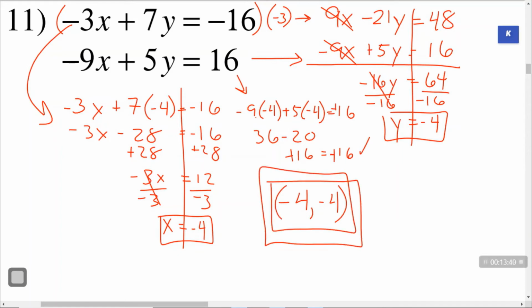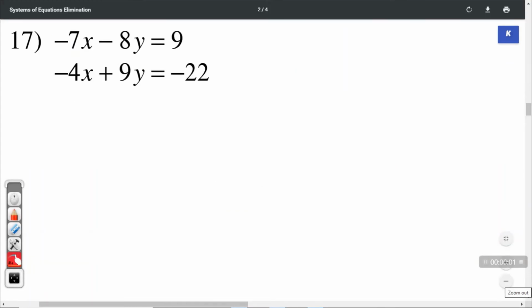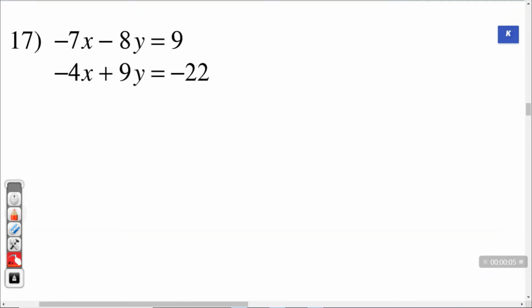All right, let's take a look at another one that's a little bit more challenging. All right, take a look at this next example. This one is a little bit more challenging because this one requires you to multiply both equations by 2 different numbers in order to eliminate a variable. Again, you could choose either variable to eliminate. That is completely up to you. But go ahead and try it on your own.